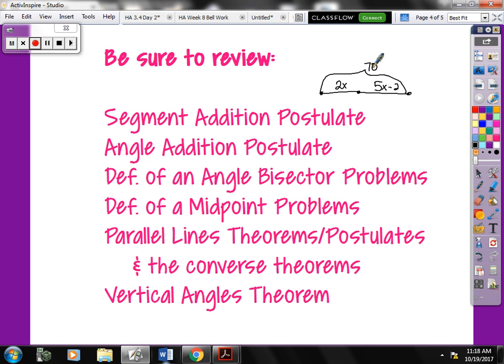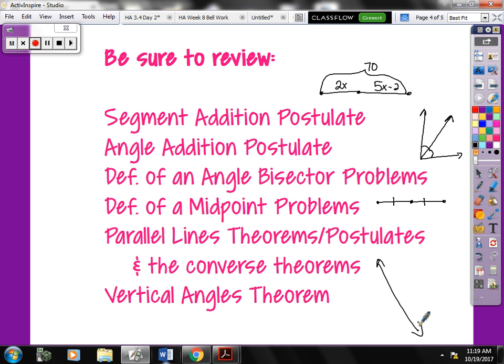Definition of an angle bisector, you'll remember an angle bisector is a ray or a line that divides an angle into 2 congruent angles. Remember, the definition of a midpoint is a point that divides a segment into 2 congruent segments. And then you do want to touch up on what we just took our quiz on yesterday. So the parallel line theorems, postulates, and the converse theorems. And of course our vertical angles theorem too.